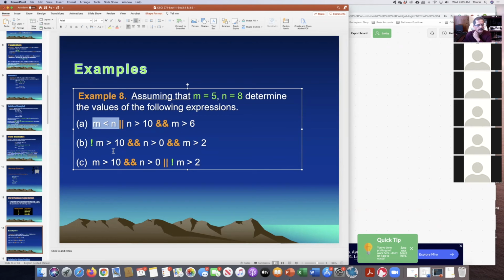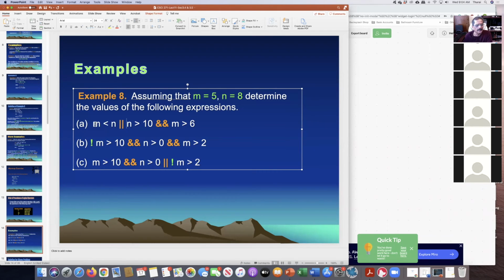Wait, I'm sorry, Professor. Could you go over that again? Why is A false? Because the part that is, all right, all the inequalities will be evaluated first. So m less than n is false. N greater than 10 is false. This is true because m is 5 and n is 8. Right, n greater than 10 is false, right? M less than n is right, true. M less than n is true. And so, okay. Yeah, sorry about that. I was right the first time then.